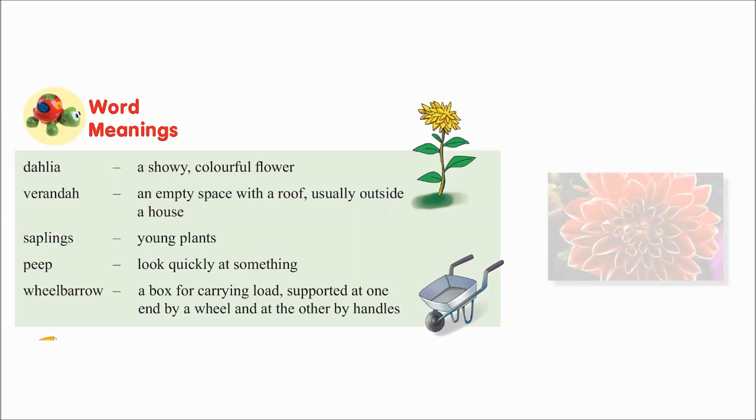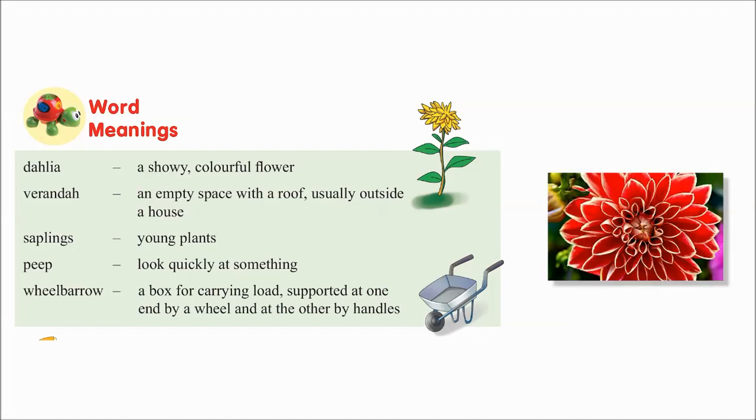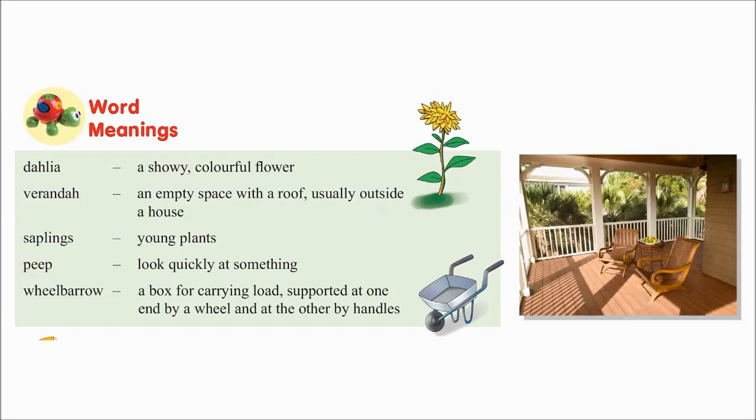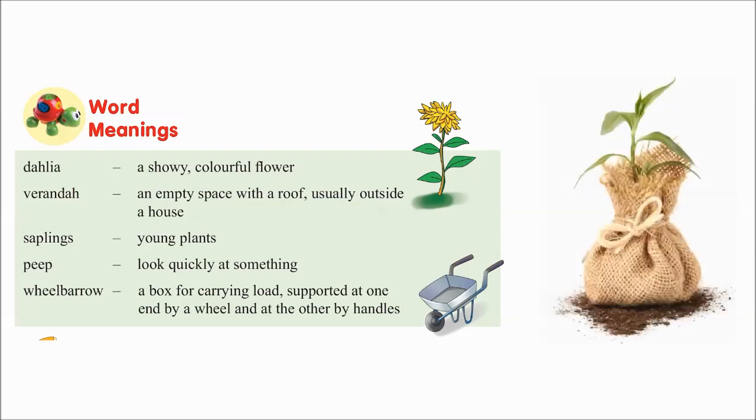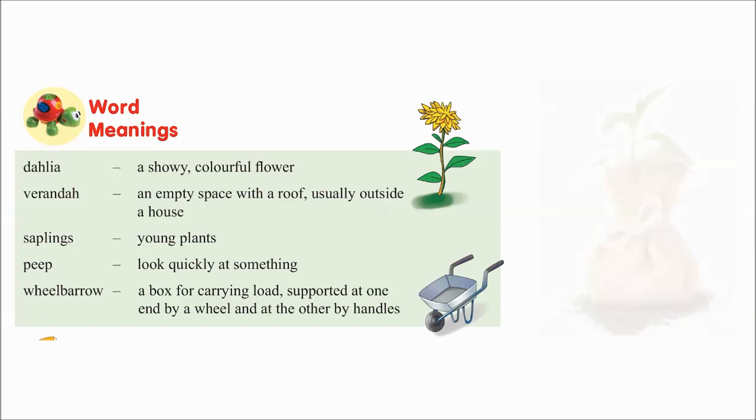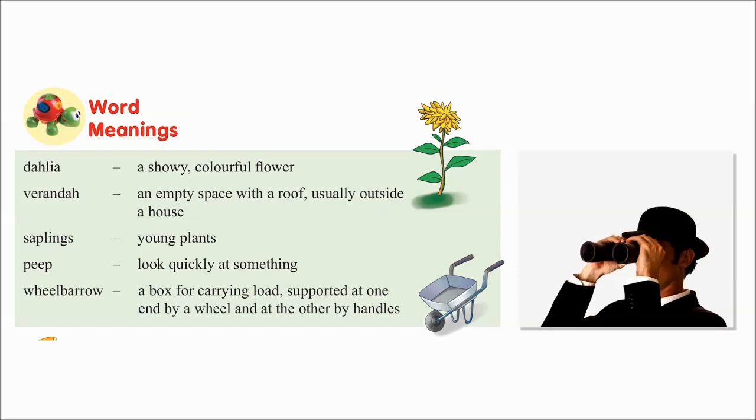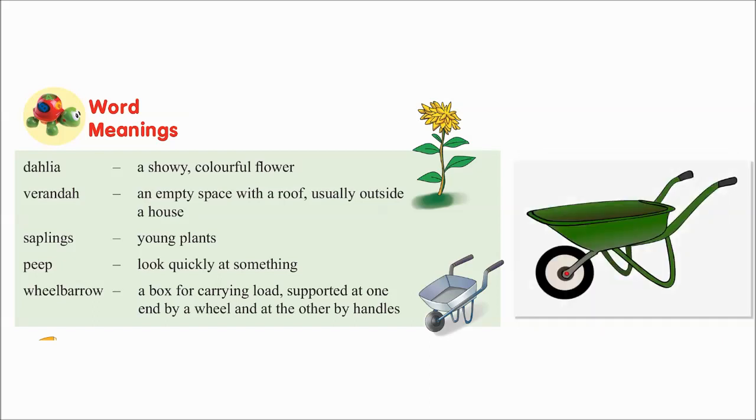The first one, dahlia, is a showy, colorful flower. Next is veranda, an empty space with a roof, usually outside a house. Saplings are young plants. Peep is to look quickly at something. Wheelbarrow is a box for carrying load, supported at one end by a wheel and at the other by handles.